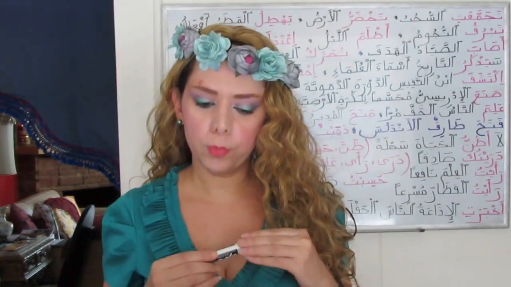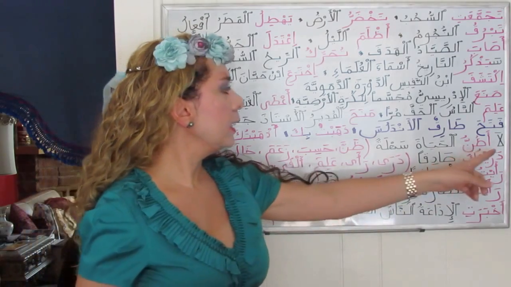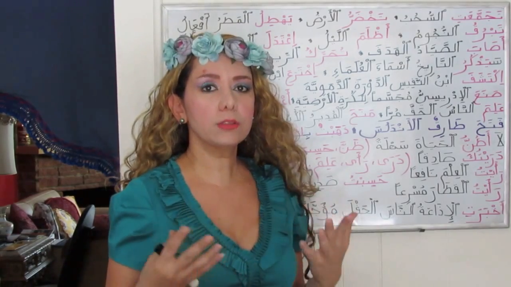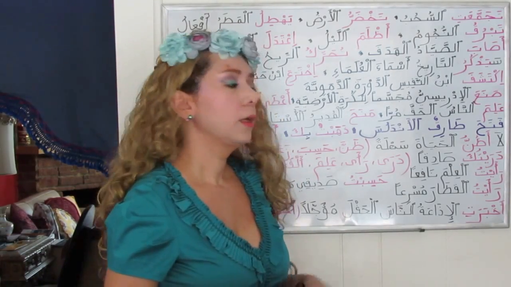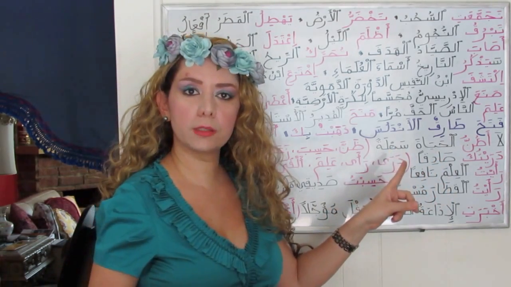So these verbs impart the meaning of to suppose, to believe, to consider, to assume, to think. For example, لا أظن الحياة سهلة. I don't think that life is easy. This is the first object. This is the second object.